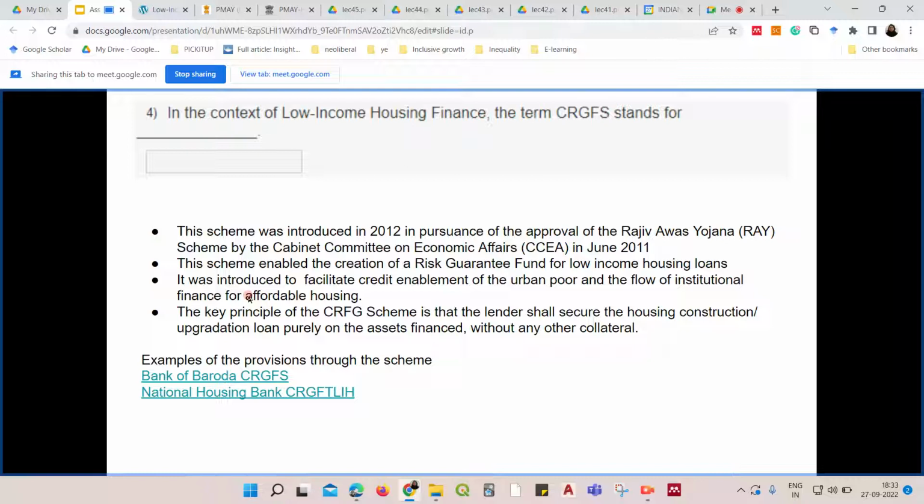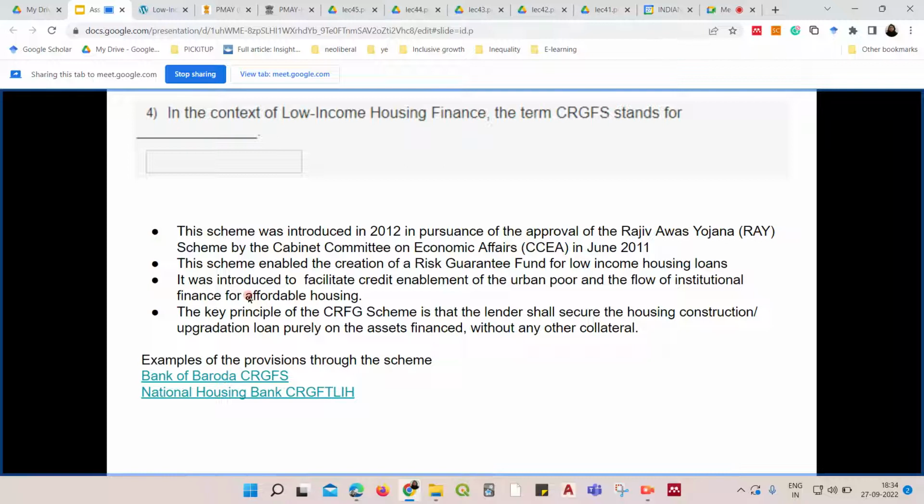so that you can reach your answer, you can get closer to your answer. I'll just provide a few hints. I won't give you the answer to this question, but I'll provide you a few hints of what scheme this question is talking about. So the scheme this question is talking about, it was introduced in 2012 and it was in pursuance of the Rajiv Awas Yojana then. So it is now PMAY, as you all know, the Pradhan Mantri Awas Yojana. Then it was called Rajiv Awas Yojana, and the scheme was introduced in pursuance of Rajiv Awas Yojana.